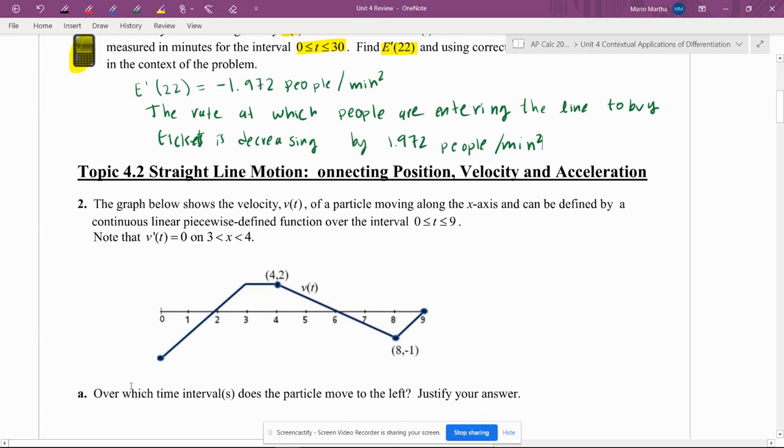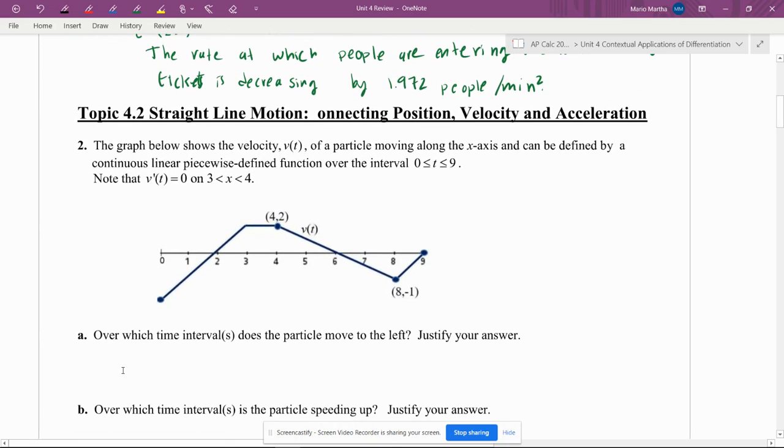All right. Looking at problem 4.2, line motion, connecting position, velocity, and acceleration. So here we're looking at the graph below, which shows a velocity v of t of a particle moving along the x-axis and can be defined by a continuous linear piecewise defined function over the interval between 0 and 9. It says note that v prime of t equals 0 for x between 3 and 4.